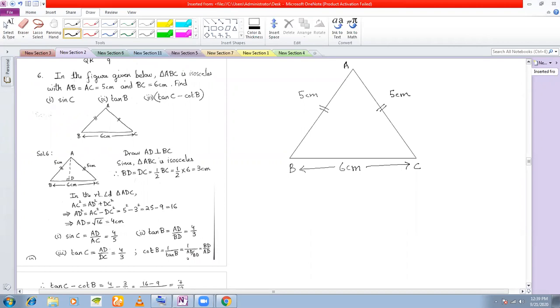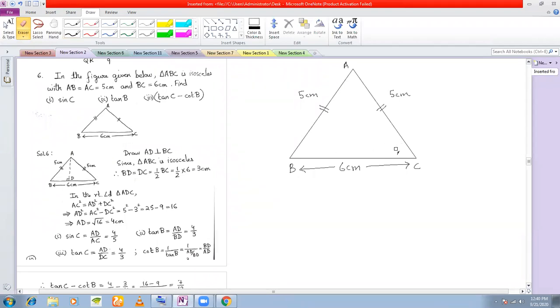If we are to find sine of which angle? Sine of this angle. First question is find sine of this angle, sine C. The next question is tan B, that means this angle, but the tan of this angle. And third is tan C minus cot B. Tan C means this angle is concerned and cot B means this angle is concerned. So whatever sine, cos or tan we are talking about, they are all concerning these two angles, B and C.